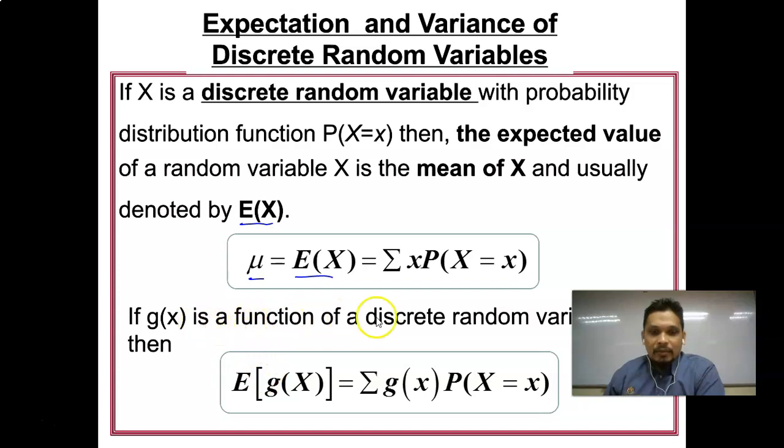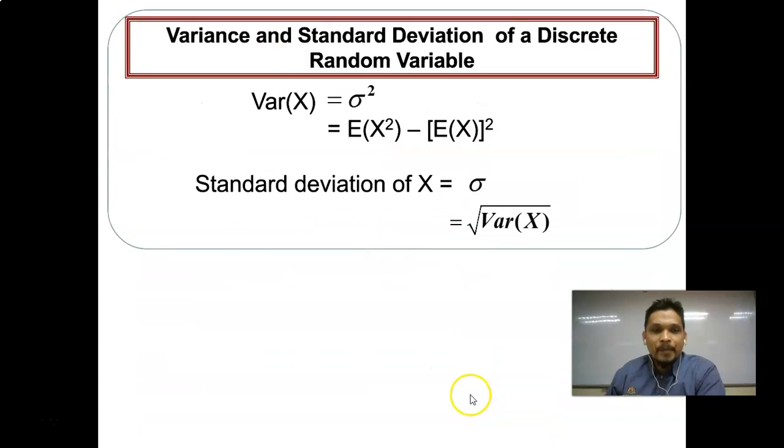And if g(x) is a function of discrete random variable x, then the expected value of g(x) equals the summation of g(x) multiplied with the probability. For variance, with the symbol sigma squared, variance equals E(X squared) minus E(X) in bracket squared. We will look at the steps of getting this for all the examples in this video.